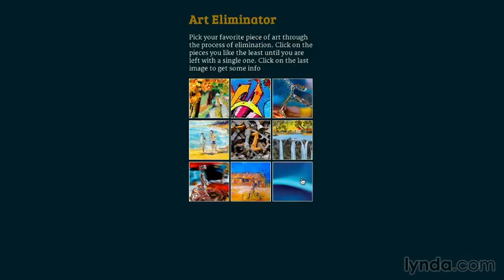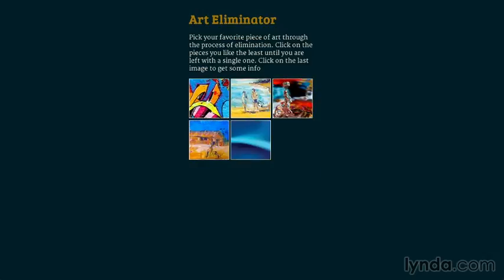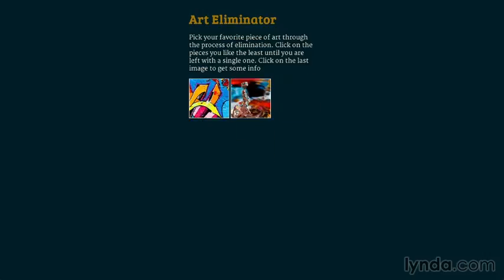In the last movie, we found a couple of problems that you may not have anticipated when handling click events. Now, our project is about allowing the user to pick through a series of art pieces to the one that they like. So, for example, if they like this duck right here, they click on these other ones and get rid of the ones that they don't want until they get the one that they do want.